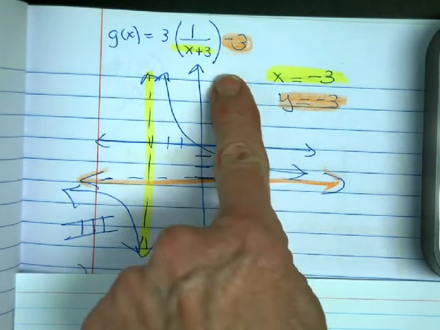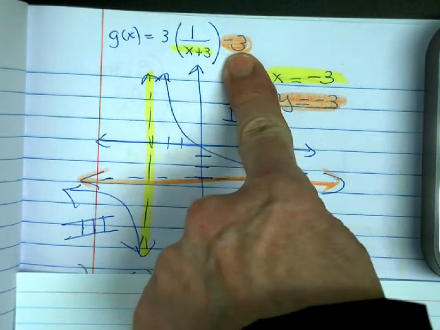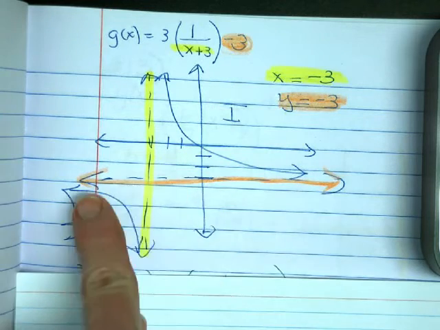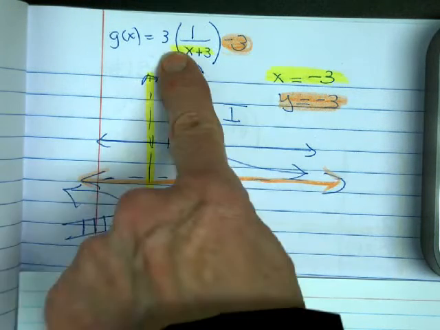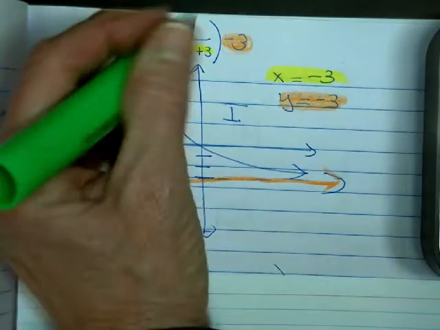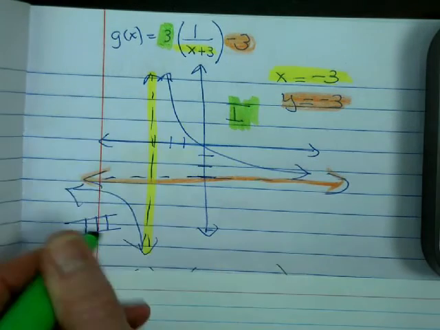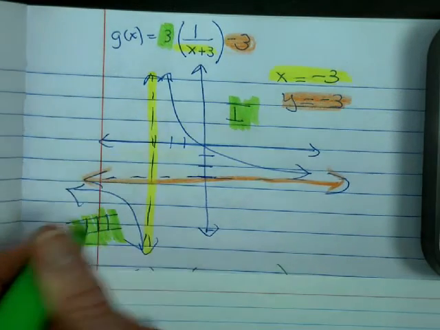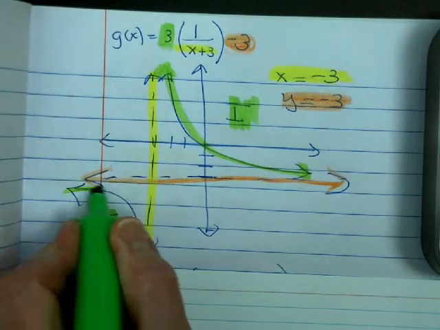Then the K is the horizontal asymptote. That's what the range cannot be. And the only thing A helps us on is that because it's a positive 3, it tells us it's region 1 and region 3 where the curve is, okay? That's what the A helps us do.